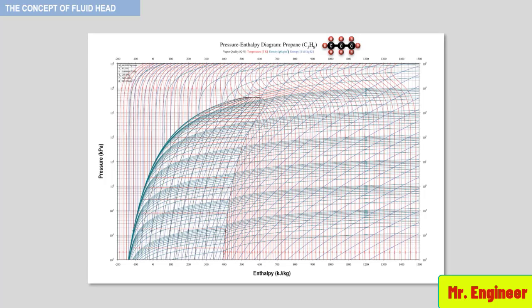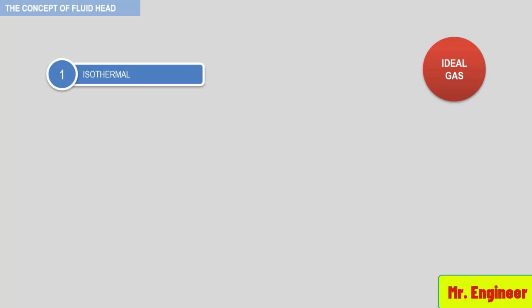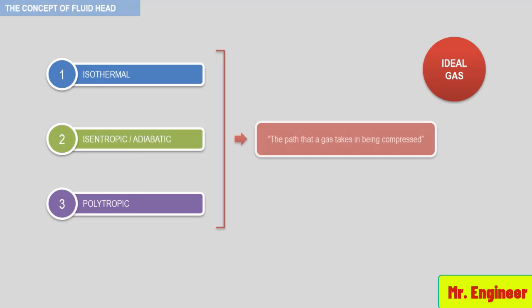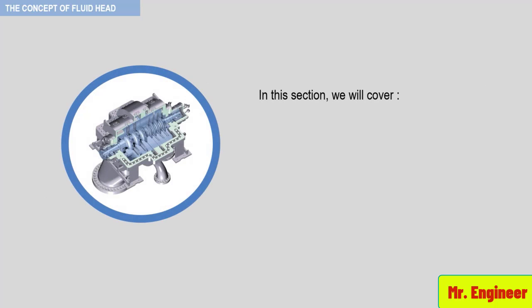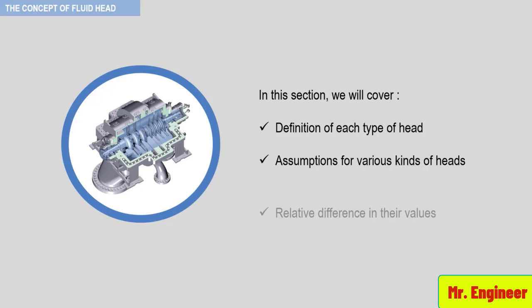Now, having defined the concept of head as that of energy, we will then investigate the different types of ideal gas heads, namely isothermal, isentropic or adiabatic, and polytropic. All of these types of fluid head simply describe the path that the gas takes in being compressed. Finally, in this section, we will cover the definition of each type of head. We will show the assumptions for various kinds of heads and the relative difference in their values.